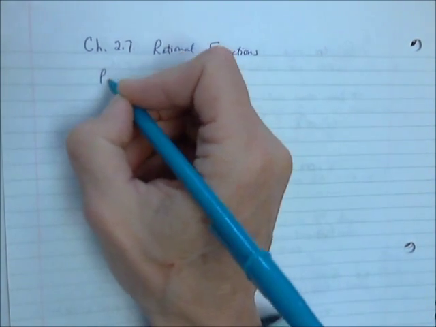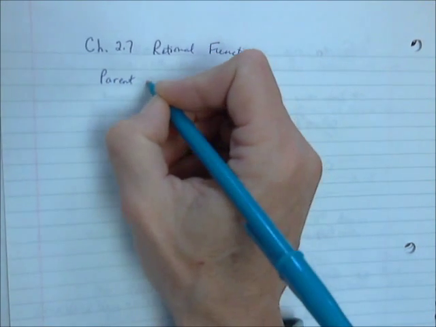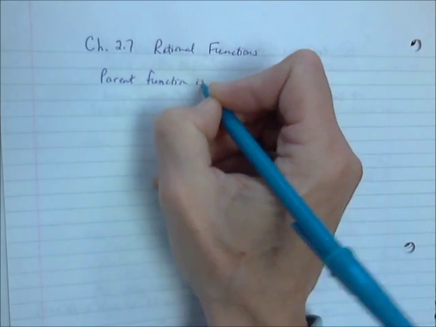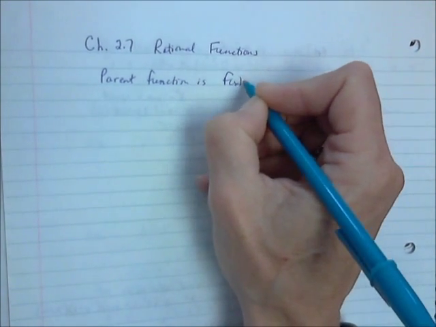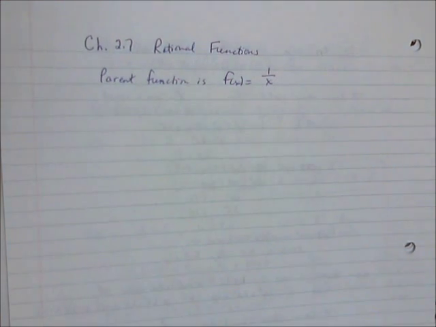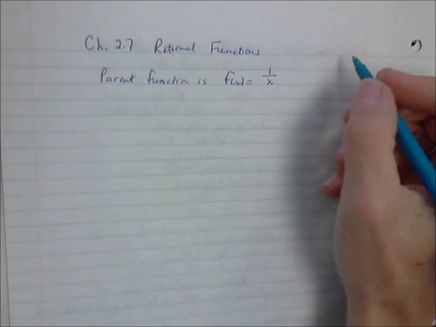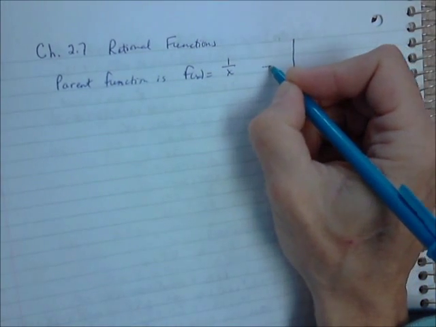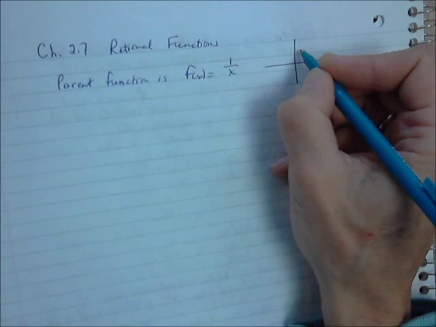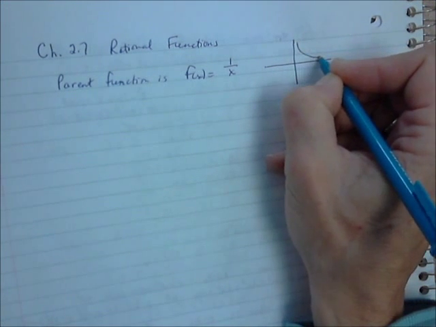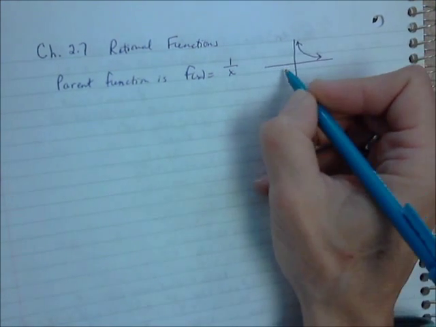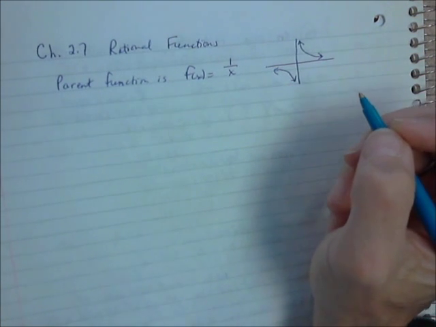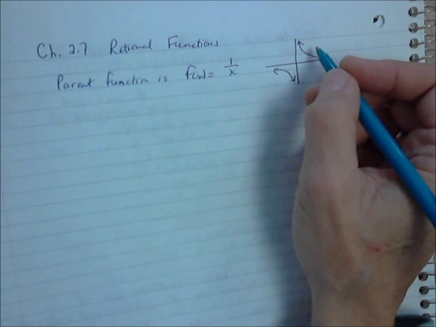But the parent function we haven't learned yet. The parent function for rational functions is f of x is equal to 1 over x. And if you were to graph that, you graphed this last year in Algebra 2. You could take a look at it on the graphing calculator. But this basic function is called a hyperbola. It has two identical branches, one in quadrant 3 and one in quadrant 1.